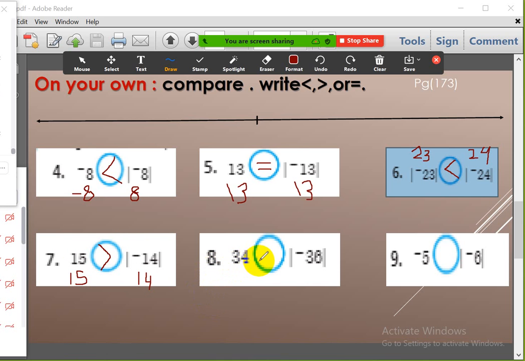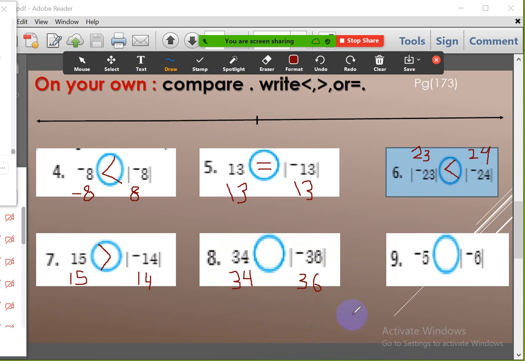Now 34 and the absolute value for negative 36. Which one is the greater? The absolute value for negative 36 is what? The absolute value for negative 36 is 36. And this is 34. Which one is the greater and which one is the smaller?